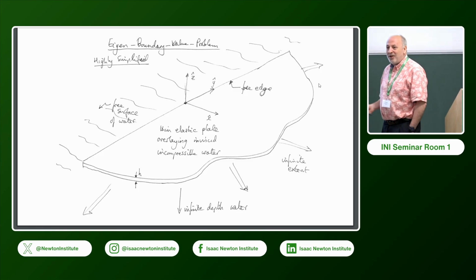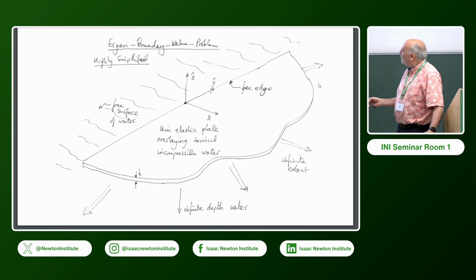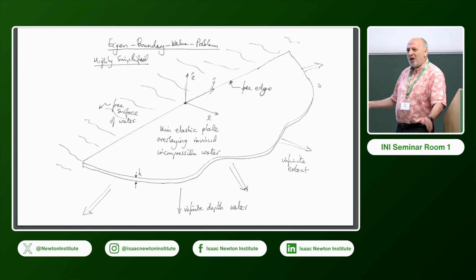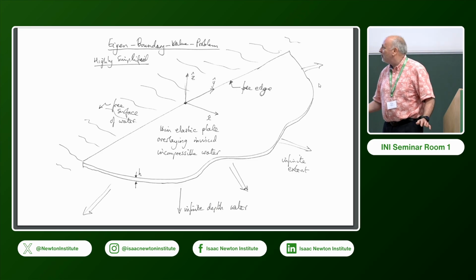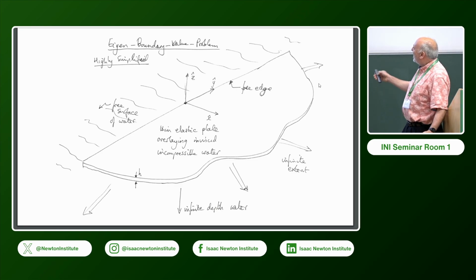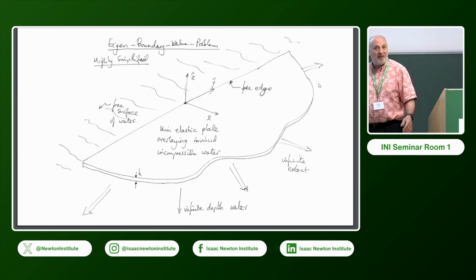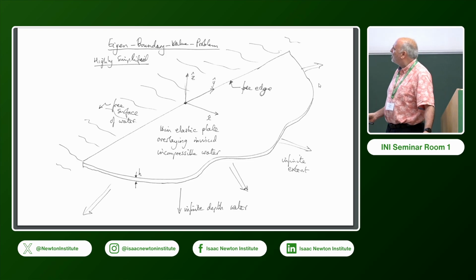So first I'll define the problem and then I'll come back to it later on. A thin elastic plate sitting on top of incompressible, inviscid water with a free surface, so no capillary waves or surface tension, just gravity waves. Infinite extent in Y and semi-infinite in X, and the fluid occupies Z less than 0. The hats mean they're dimensional variables.